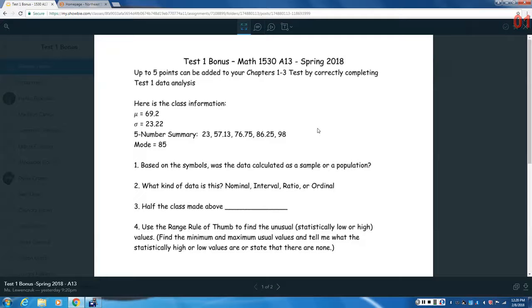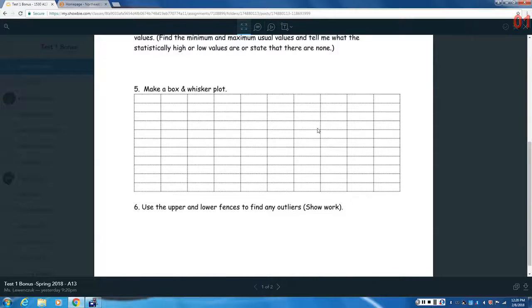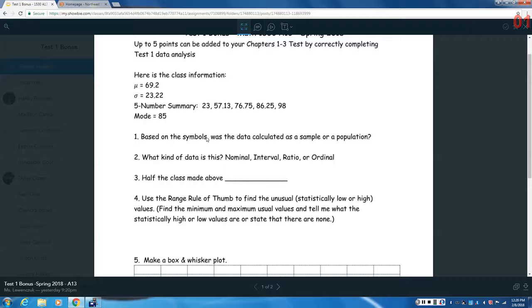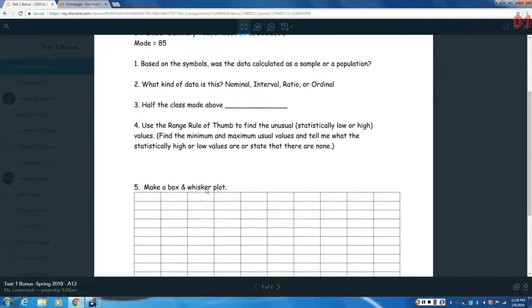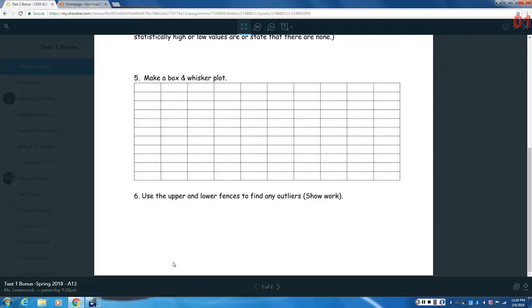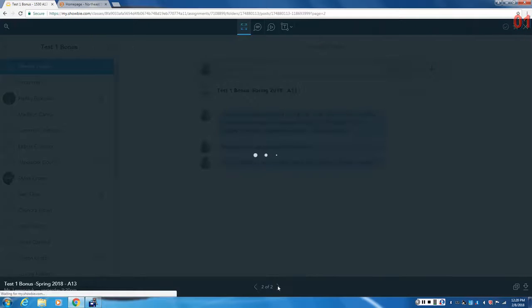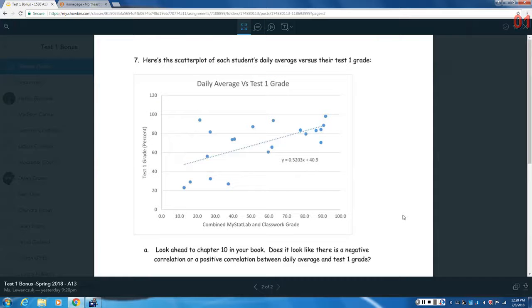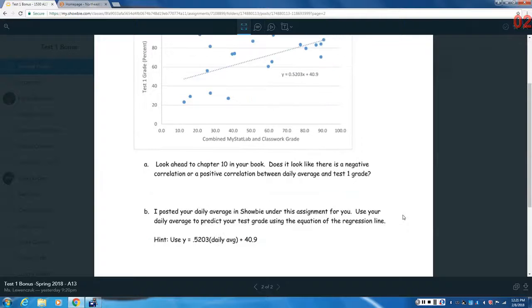This is our actual class data, and you need to show your work. Oh, well, on 1 and 2 and 3, you don't need to show your work. You're supposed to work separately on this because this is bonus test points. And then it's got the second page, too. So this was the actual daily average versus Test 1 grade. Wink, wink, yeah. But I did this at 10 o'clock last night. So anyway, that's what happens.